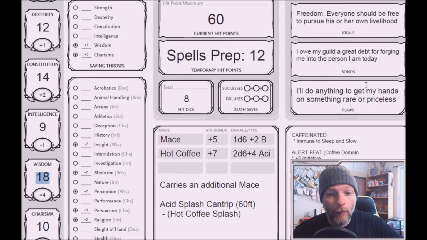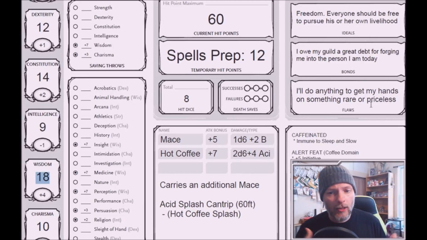And the final one, flaws. I'll do anything to get my hands on something rare or priceless. And as far as her backstory goes, she is going to be looking for a rare type of coffee bean, and she wants to eventually find this and make some fantastic, either magical or just outstanding, amazing coffee brews with it.